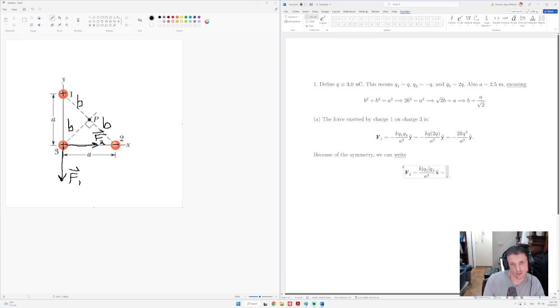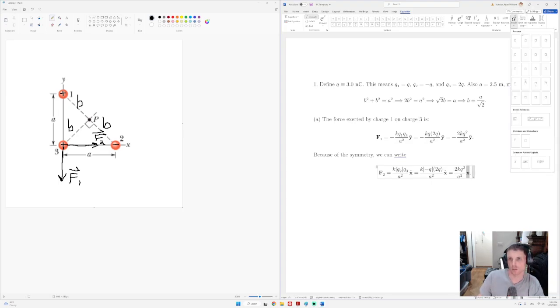So this then is going to work out to be, we'll just plug in what we have. We have K and then the absolute value of negative Q, right? Which is of course just Q times 2Q over a squared. And still in the x hat direction, of course, right? And then if we go through and simplify this, we find exactly what we expect, right? That this has the same magnitude as F1, which is 2KQ squared over a squared. And the direction is in the x hat direction. Okay, so this is good.